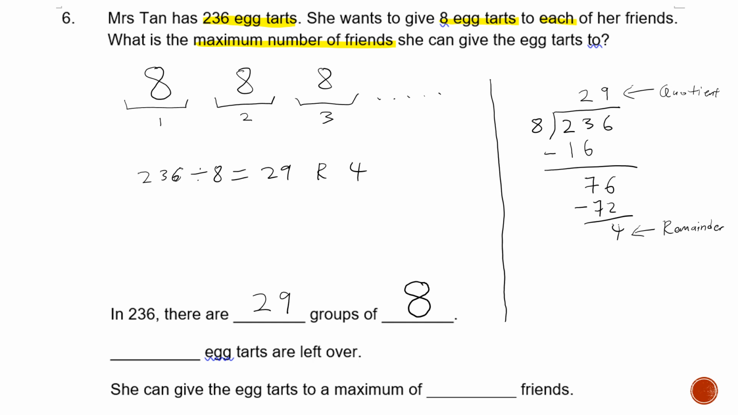What do I mean? Back to the first example, this is a complete group of 8, this is another group of 8. So there are 29 of such groups, and there are 4 leftover. Okay, remember, leftover means remainder. So Mrs. Tan can give the egg tarts to a maximum of 29 friends. Okay, because she's not going to give 4 egg tarts to the 30th friend. That's not very nice. Okay, let's move on.